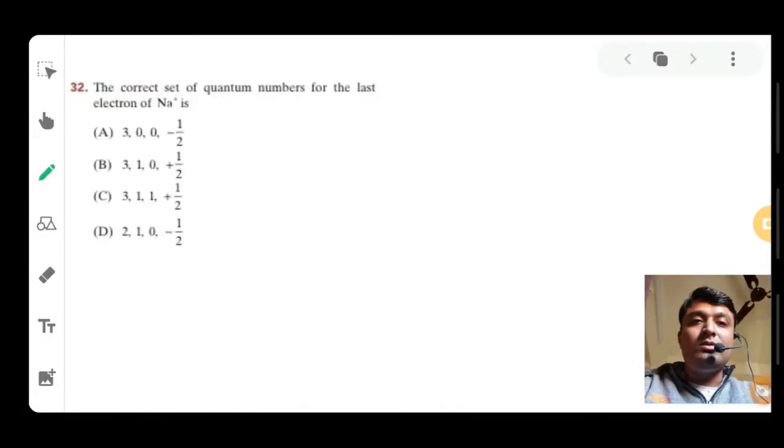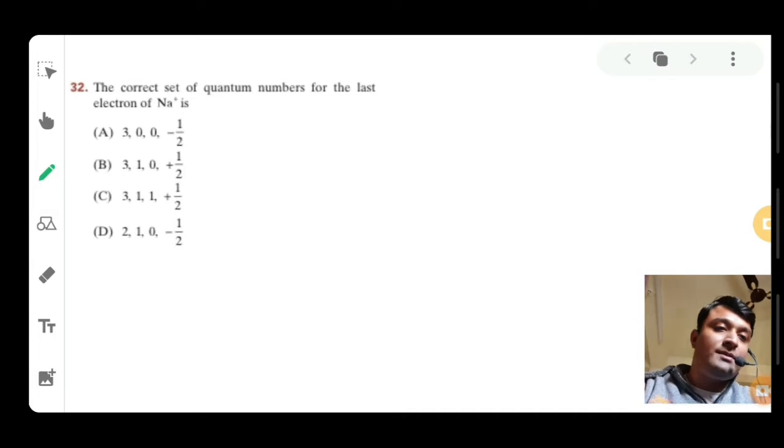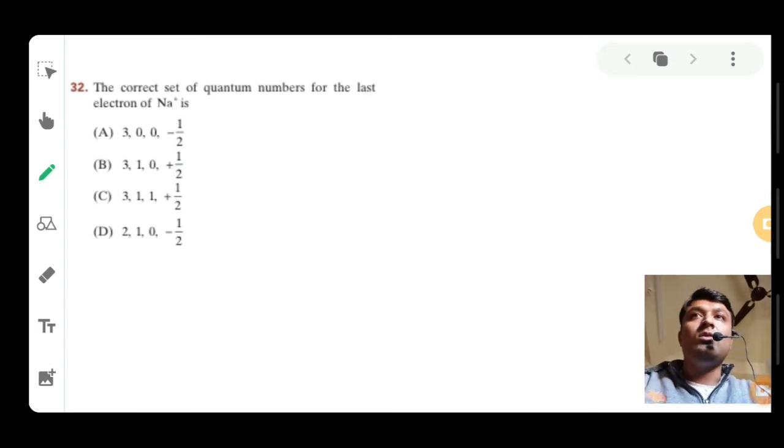Hello everyone. So the question given to us is we have to find the correct set of quantum numbers for the last electron of Na+ ion, and we have to tell the answer if there is a possible answer from all the four options. Okay, so there are four options.